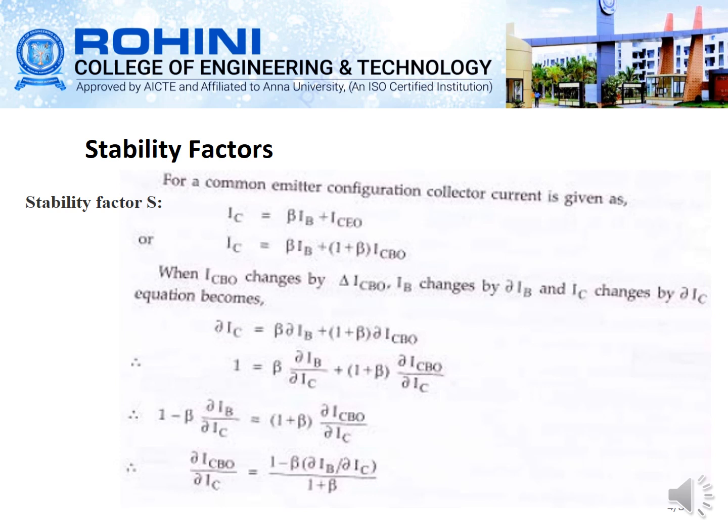Since there will be a change in temperature, we can write the equation and differentiate it with respect to IC, so that dou IC is equal to beta into dou IB plus 1 plus beta into dou ICBO. Differentiating with respect to IC, the left term becomes 1, so 1 is equal to beta into dou IB divided by dou IC plus 1 plus beta into dou ICBO divided by dou IC. Taking this term to the left hand side, we find dou ICBO divided by dou IC is equal to 1 minus beta of dou IB divided by dou IC, divided by 1 plus beta.